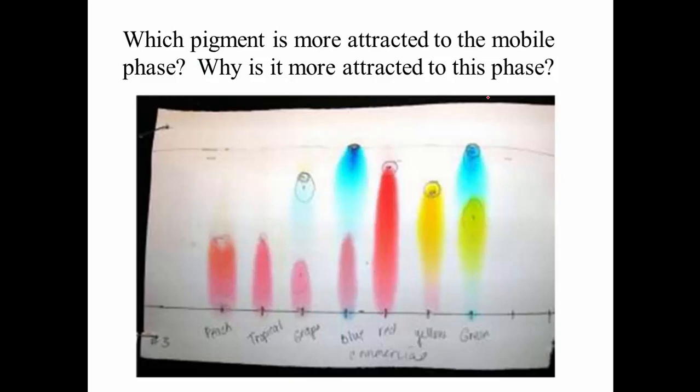So which of these pigments was more attracted to the mobile phase? Well, the one that rose higher on the paper. So if the mobile phase is polar, then the blue dye is more polar than the yellow dye. If the paper is nonpolar, then the nonpolar substances are attracted more to the paper and don't rise as high. And that was the case in this scenario.